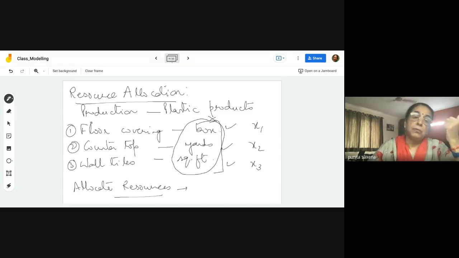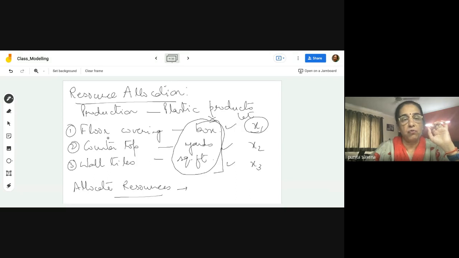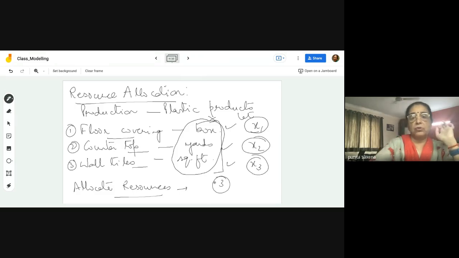Okay, so what does utilization mean? We'll assume that we are producing X1 units of floor coverings, X2 units of countertops, and X3 units of wall tiles on a particular day. Okay, so these are my variables now. So these are my decision variables. So I have how many variables? Three. I have identified those, right?